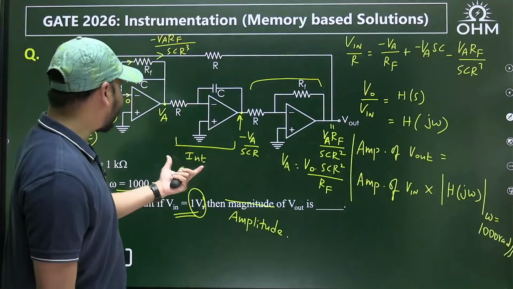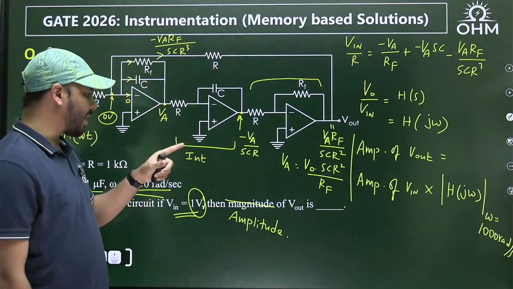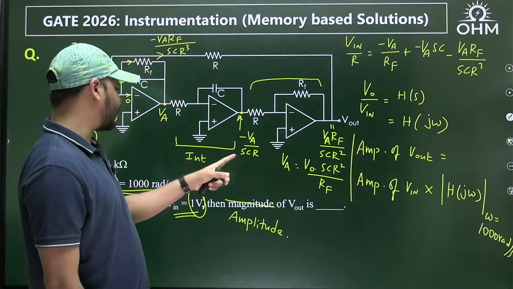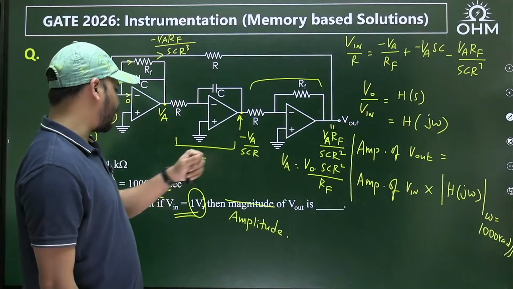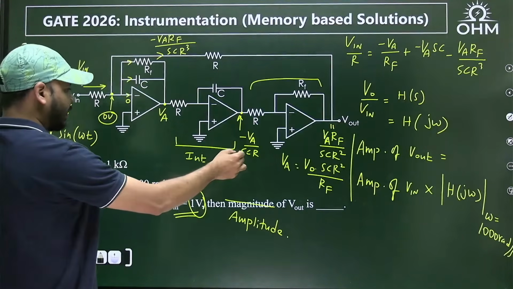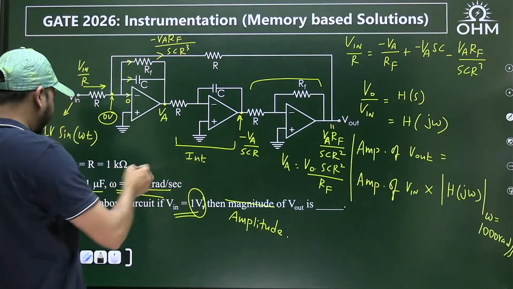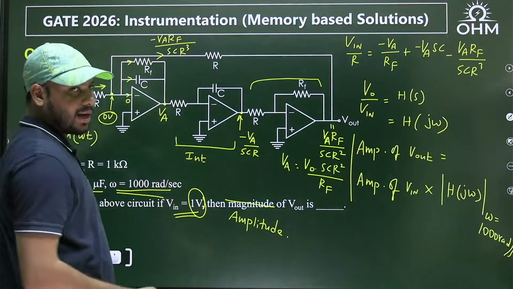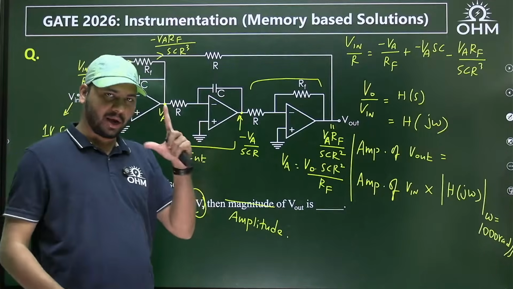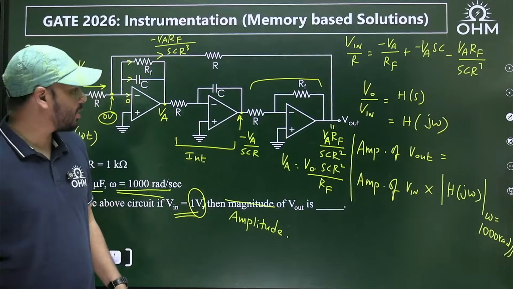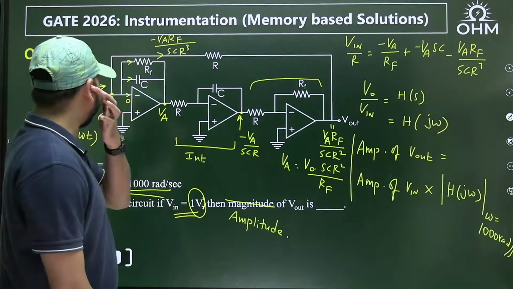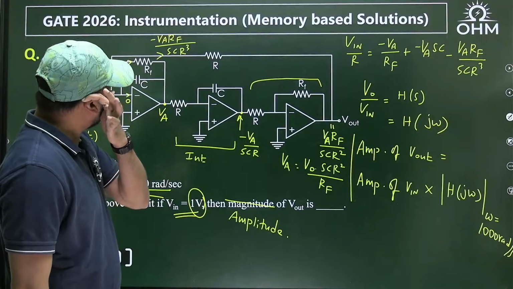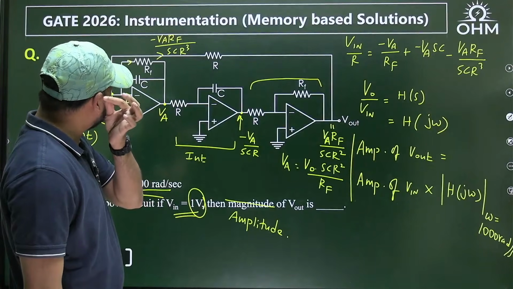Okay, for the middle block integrator, the gain magnitude would be 1, I guess. Because when you substitute j omega, omega is 1000, R is also 1000, and C is 1 micro. So everything gets cancelled. So in the middle portion, the gain will be 1. Okay, maybe that will actually simplify.